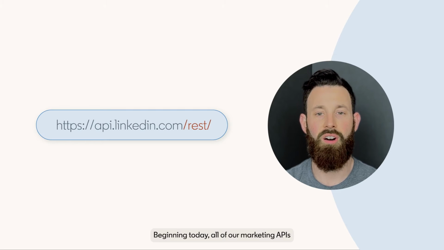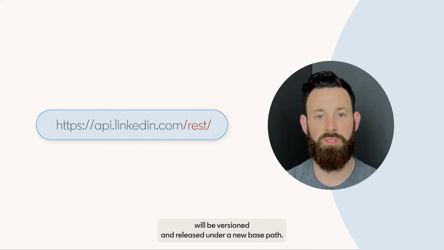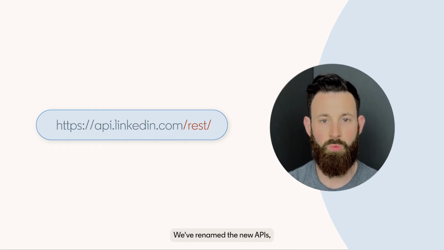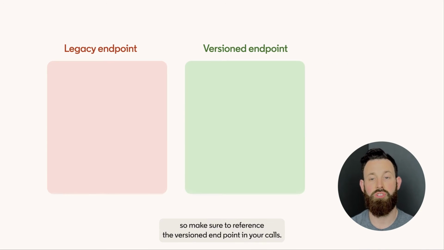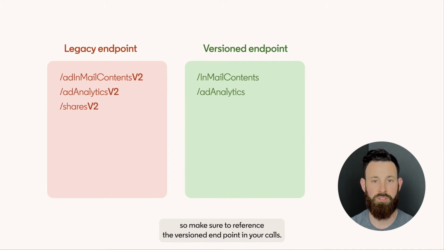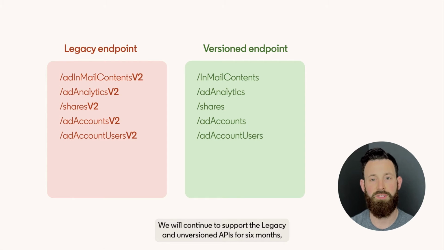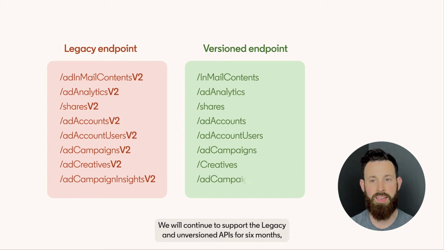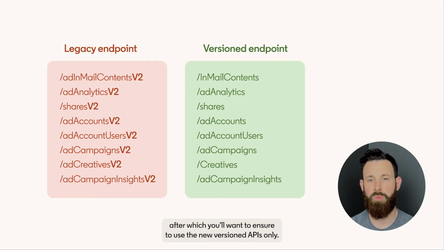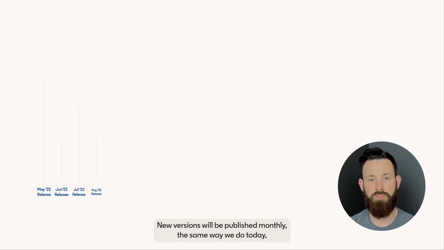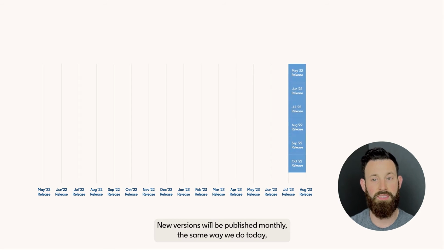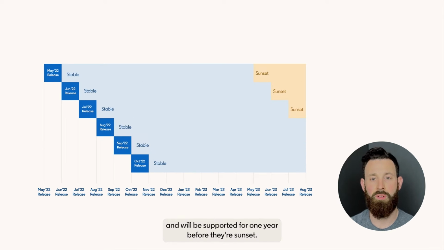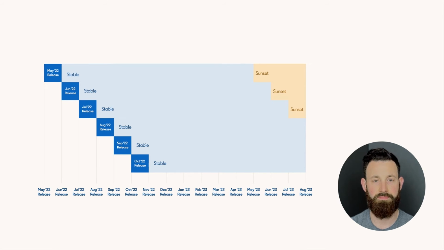Beginning today, all of our marketing APIs will be versioned and released under a new base path. We've renamed the new APIs, so make sure to reference the versioned endpoint in your calls. We will continue to support the legacy unversioned APIs for 6 months, after which you'll want to ensure to use the new versioned APIs only. New versions will be published monthly, the same way we do today, and will be supported for 1 year before their sunset. Here's a sample release calendar.